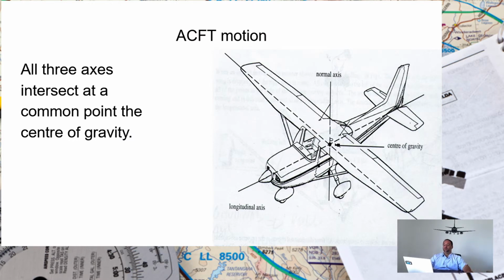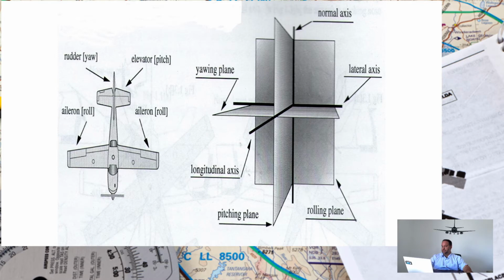Aircraft motion. All three axes intersect at a common point, the center of gravity. All right. So, let's see this image: lateral axis, normal axis, and longitudinal axis. All right. So whenever the aircraft is banking, it's about the longitudinal axis. All right. So whenever the aircraft is pitching, it's about the lateral axis. All right.